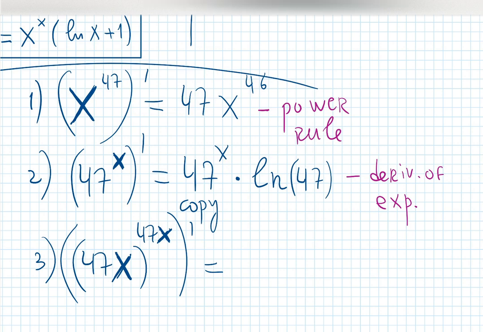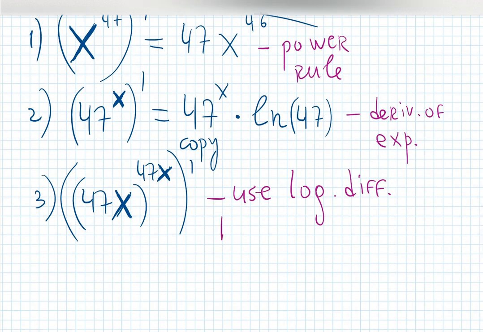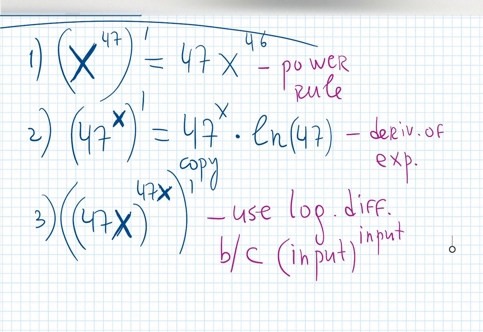What should I use for this one? What's the answer? Use logarithmic differentiation. Why? Because we have the case of input raised to the input. That's why. Power rule is input to the number. Exponential is number to the input. Input to the input is an unusual case, which is solved using logarithmic differentiation.